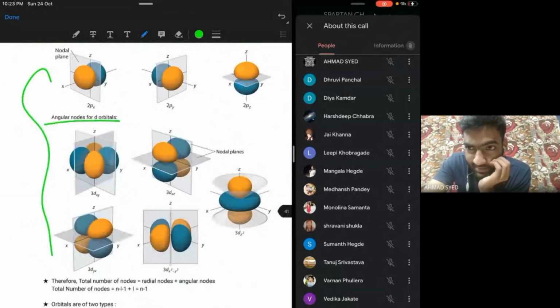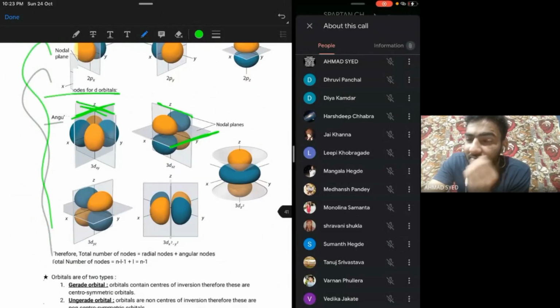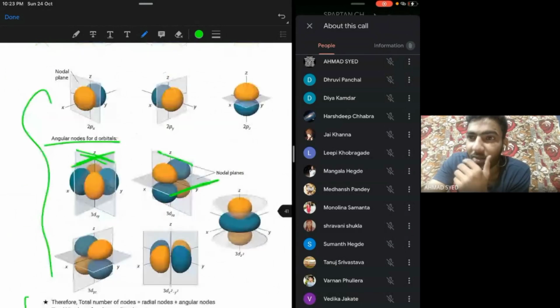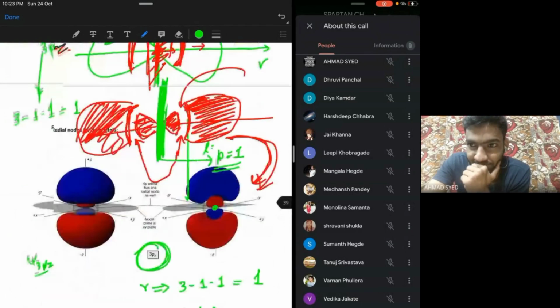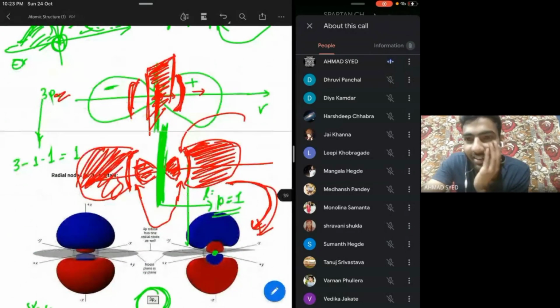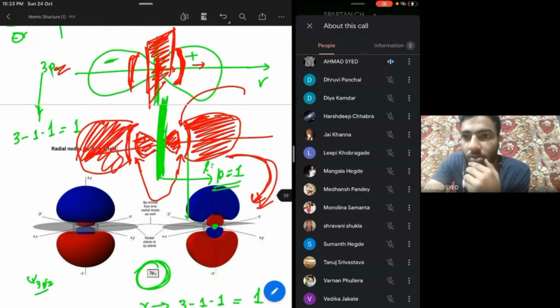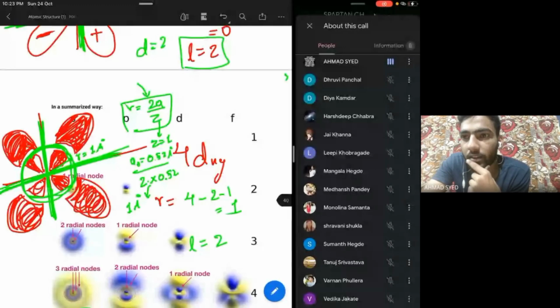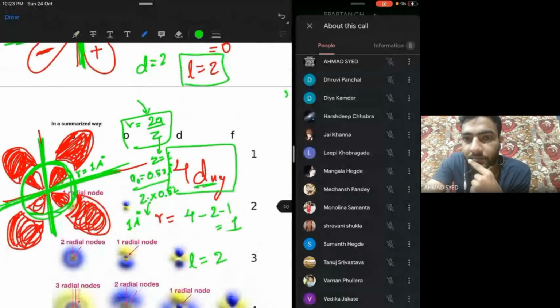And angular nodes for the d orbital will be these planes, and all this I want you all to read. We are already out of time. Bhaiya, I was saying I forgot, the equation was of 2s, right? I mean 2 minus zr by a. But the orbital we made, I just gave you an example, it is a 4D orbital, this is the 4dx orbital.